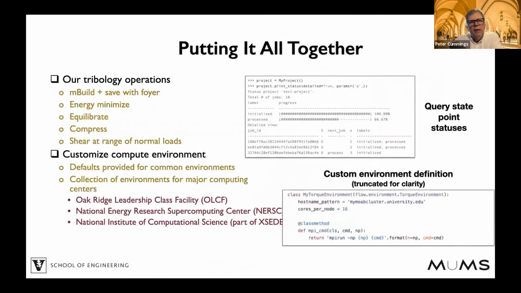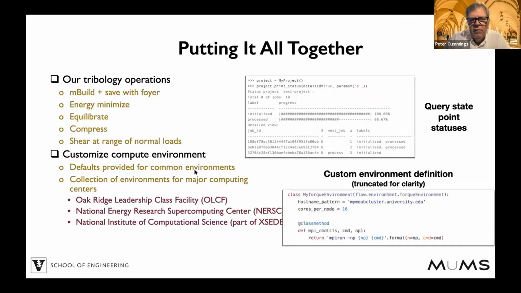So if we put all this together, we can do all these things. We can build a system, save it with Foyer, do things like energy minimization, equilibration, etc. And this is what we do with our tribology simulations, and this is what the output looks like at an intermediate point with signac.